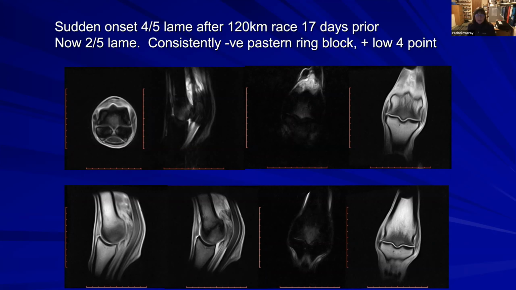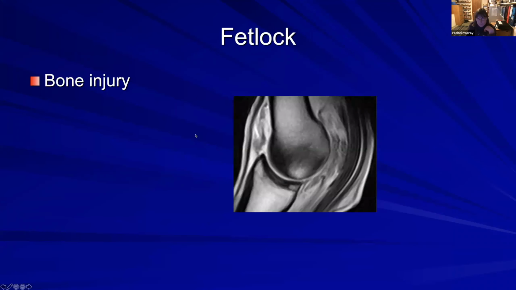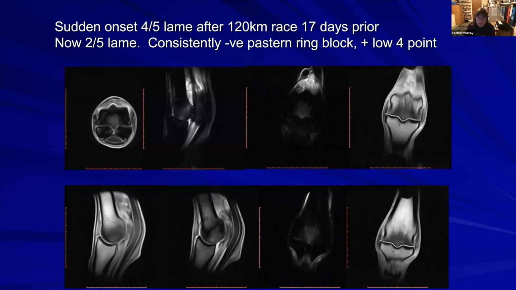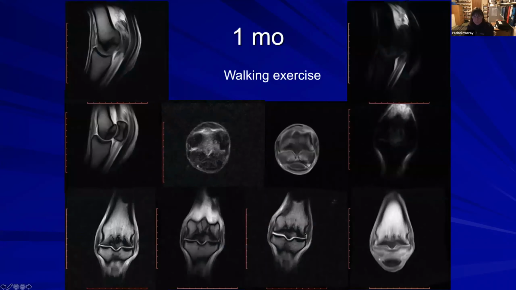The horse was now 2 out of 5 lame, consistently negative to a pastern ring block and positive to a low 4-point block. And we can see on these images, the horse has got marked fluid signal, particularly in the axial aspect of the third metacarpal bone, but extending across the condyles, which we can see as low signal intensity on T1. We've got fat fluid cancellation artifact on a T2 star, and we've got high signal intensity on STIR images.